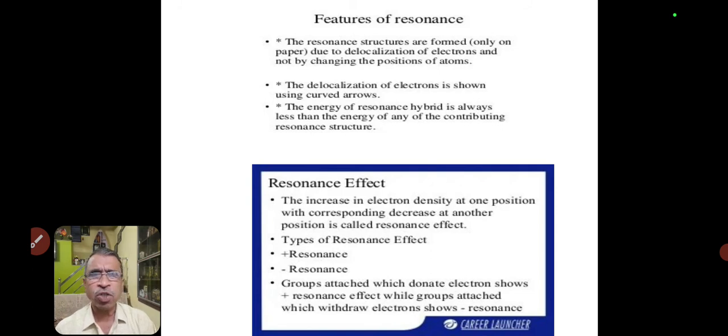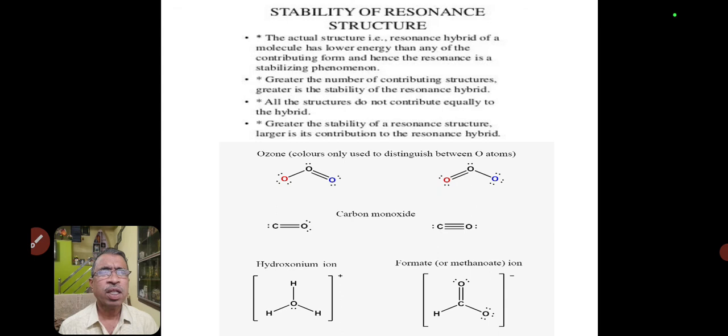There are 2 types of resonance effect, namely plus resonance and minus resonance. Groups attached which donate electrons show positive resonance effect, while groups attached which withdraw electrons show negative resonance effect. The actual structure, that is resonance hybrid, of a molecule has lower energy than any of the contributing forms, and hence resonance is a stabilizing phenomenon.